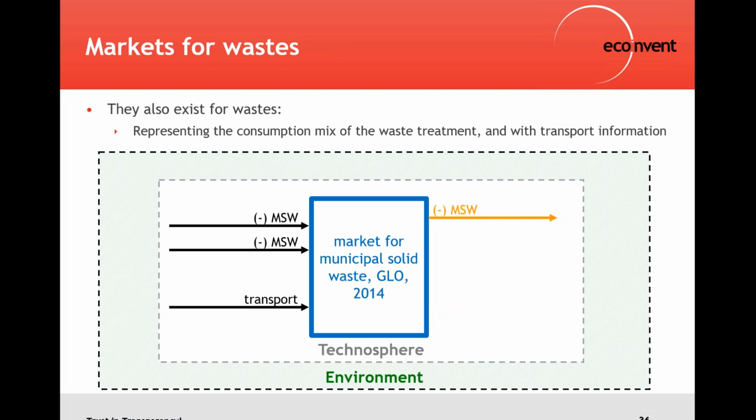Of course, a market also exists for wastes, and similarly they will represent the consumption mix of the waste treatment, and they will also have transport information. They will have, similarly as we have just seen for the treatment activities, a negative reference product, and then they will allow the transfer of the mix of treatments of a waste. They will transfer this mix of treatments to the activities consuming them, so the activities producing the waste.